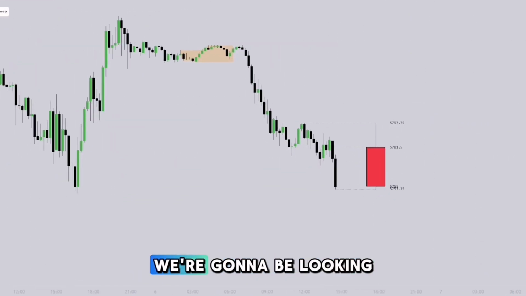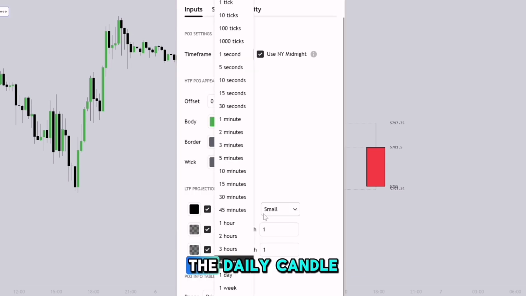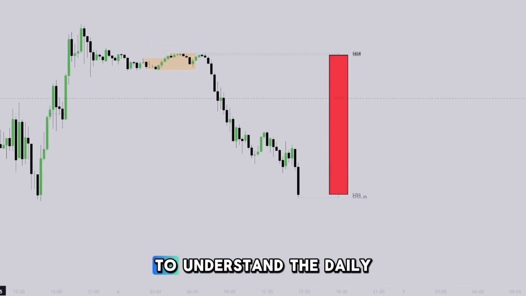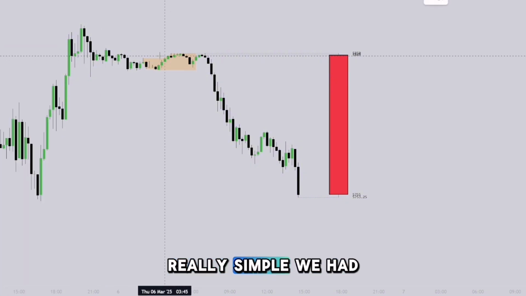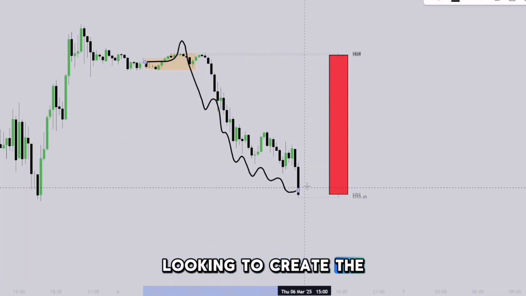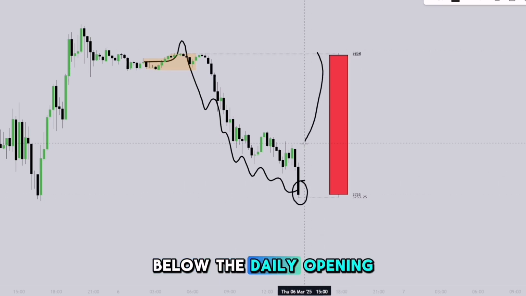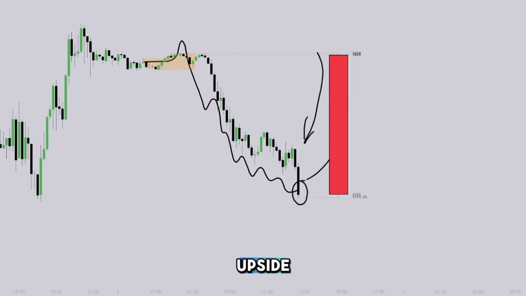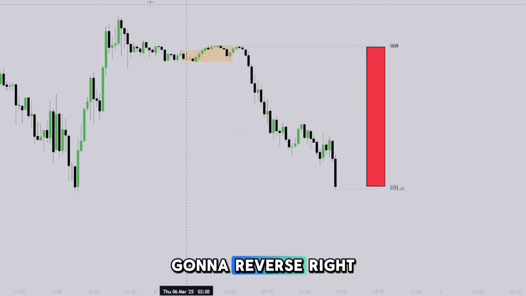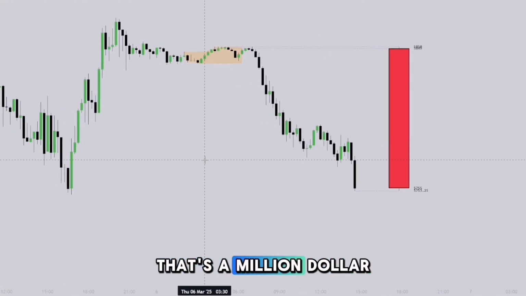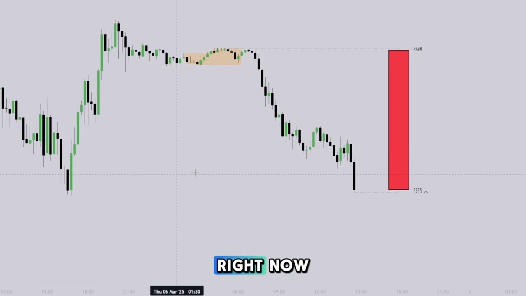Similarly, we're going to be looking at the power of three in terms of the daily candle. So this is the daily candle. What do you need to understand with the daily candle? Well, it's really, really simple. We had open, high, and now price is looking to create the low of the day below the daily opening price, and we look to catch some kind of an expansion to the upside. So how do we know price is actually going to reverse? That is the $1 million question, which is what we're going to be going over right now.